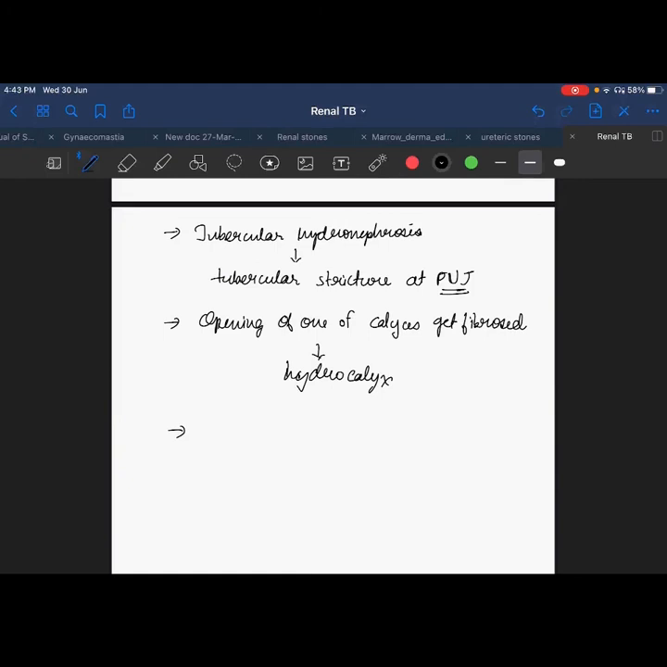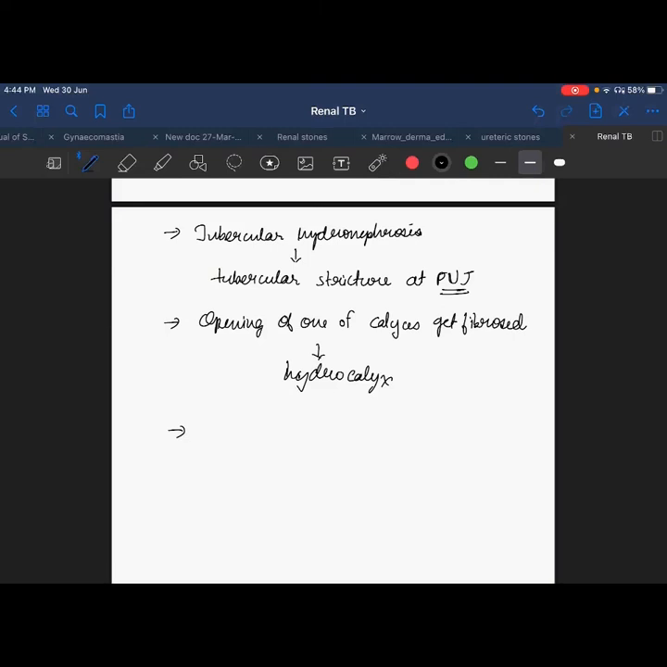Next, if the opening of one of the calyces gets fibrosed, it will lead to narrowing of the lumen of the calyx. So that calyx will get swollen due to accumulation of the filtered material of urine, and it will lead to formation of hydrocalyx. Due to this, the other normal calyces will also get distorted.